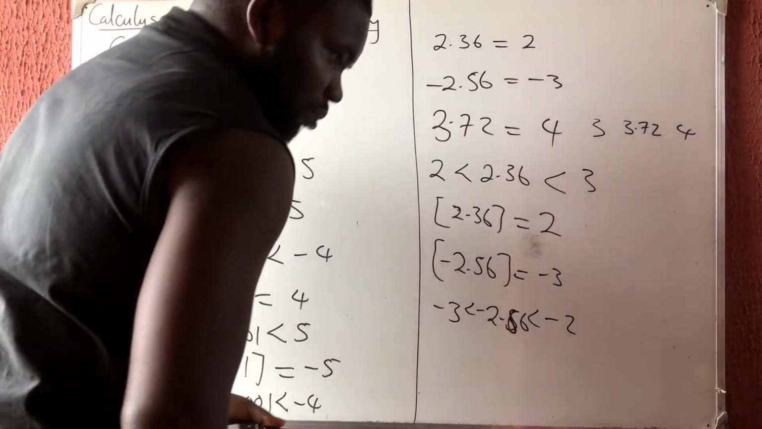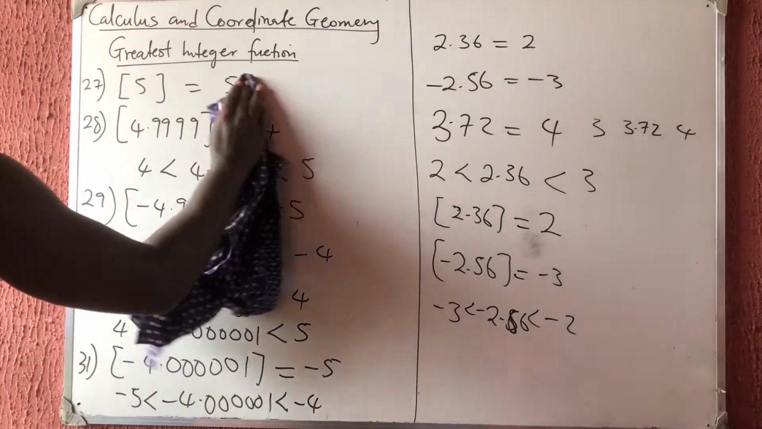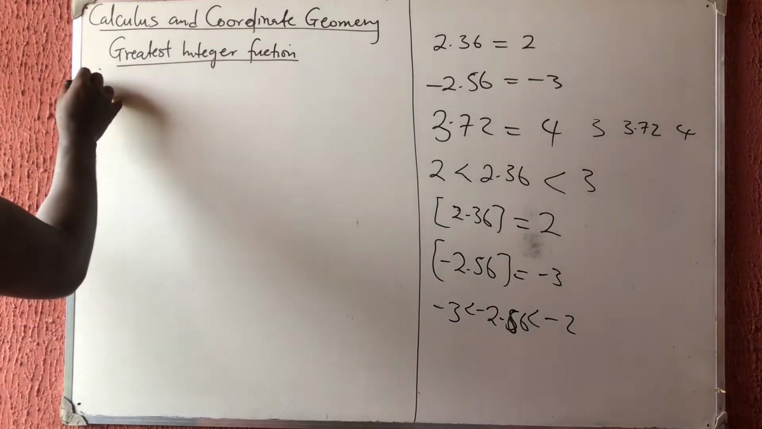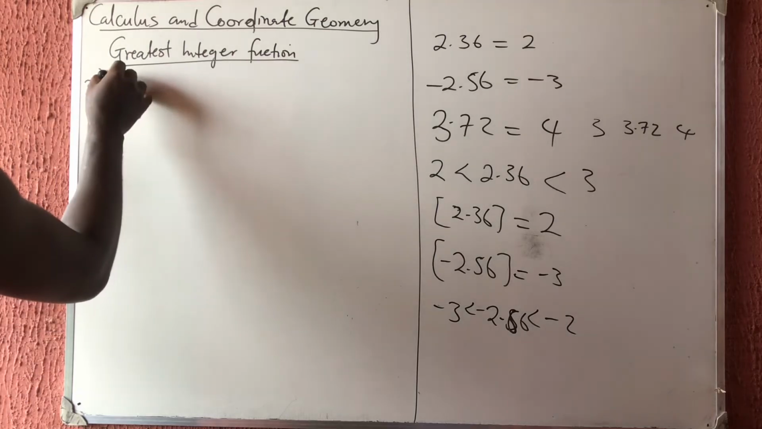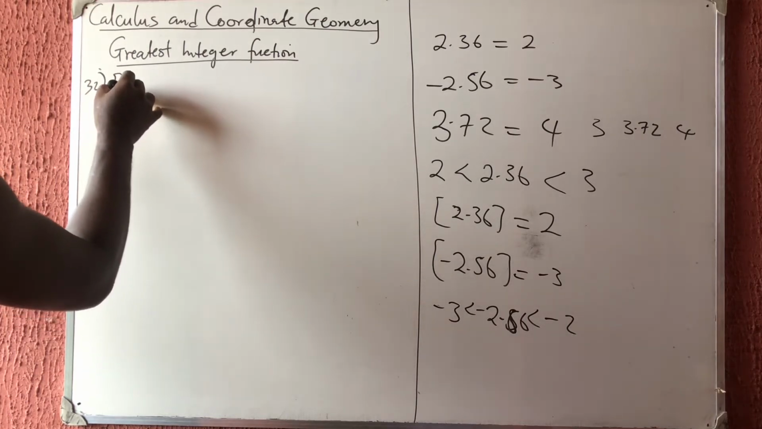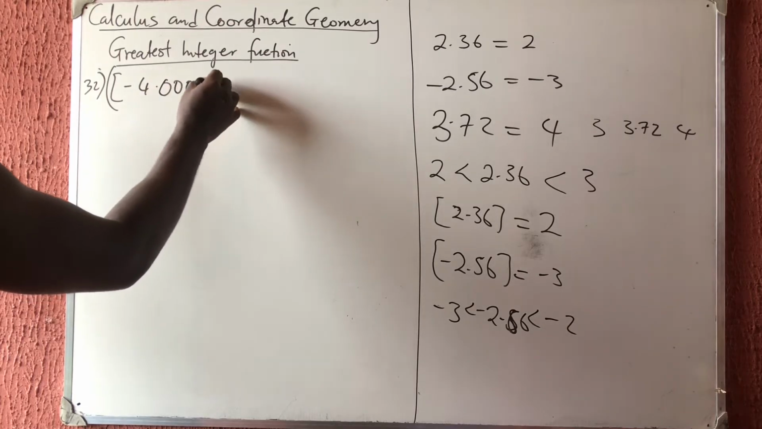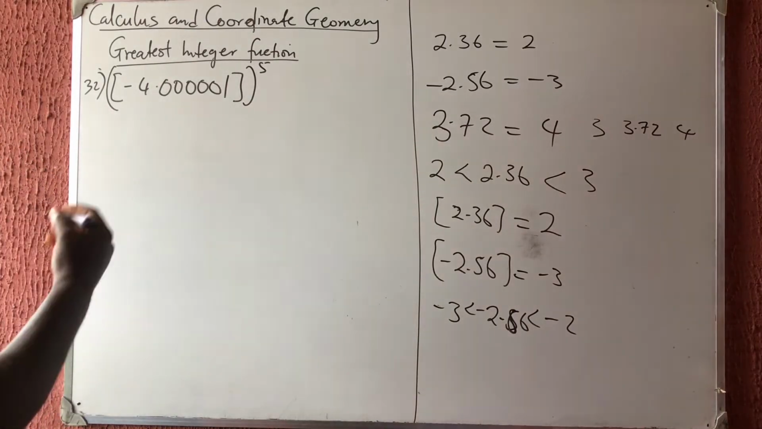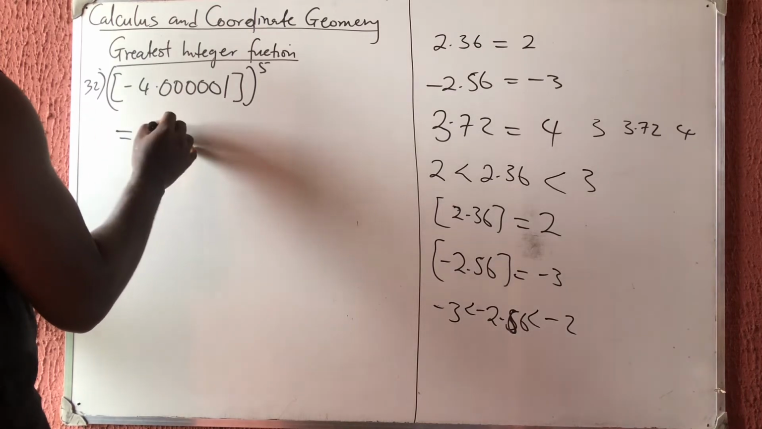So we move to the next question. Question number 32. So question number 32 here said the greatest integer function of minus 4.000001, okay, like this, then raised to power 5. Okay, now this one is simple. We know that the greatest integer function here, according to what we got before, was minus 5.